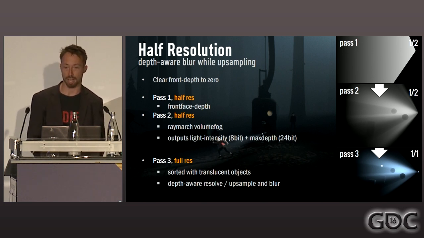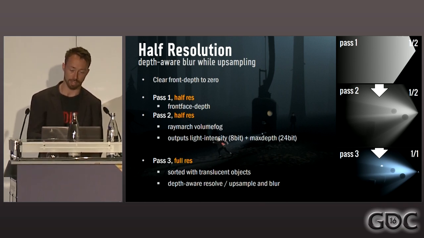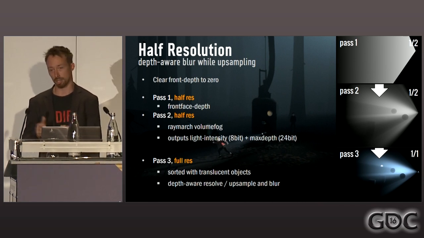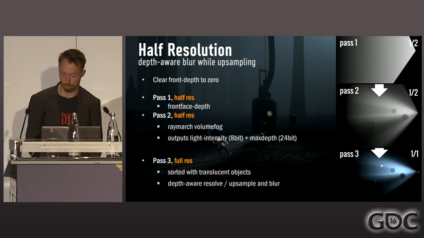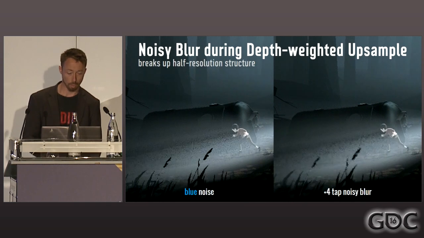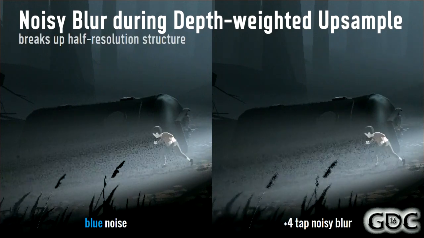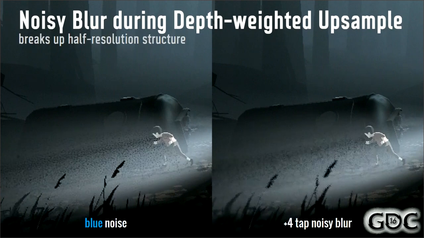So that means that we then have this 3-pass algorithm. The first 2 passes are the same as before, only at half resolution. So we write out the front face depth, we then do the raymarching, and then we have this third pass that does upsampling from half resolution to full resolution. And while we do the upsampling pass, we also add a little bit of a noisy blur into the upsampling. The reason why we do this is to get rid of this half resolution structure that we still have.